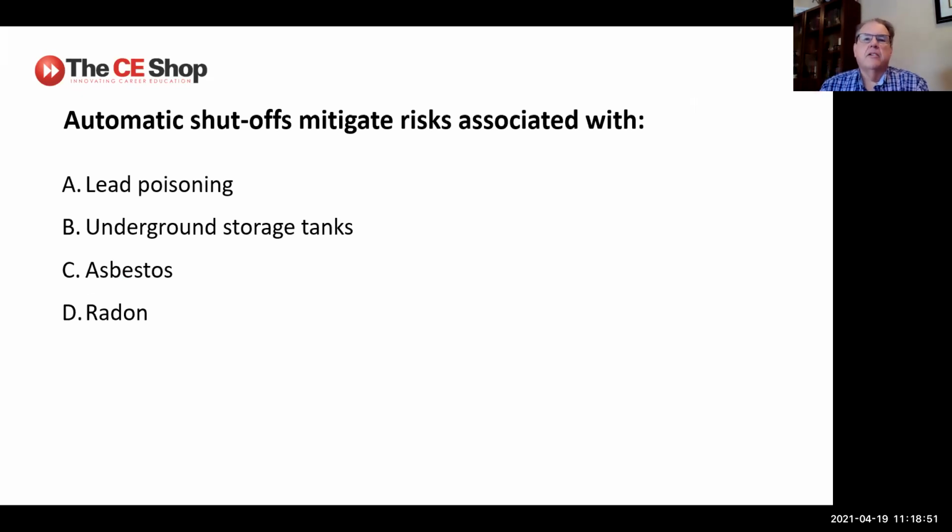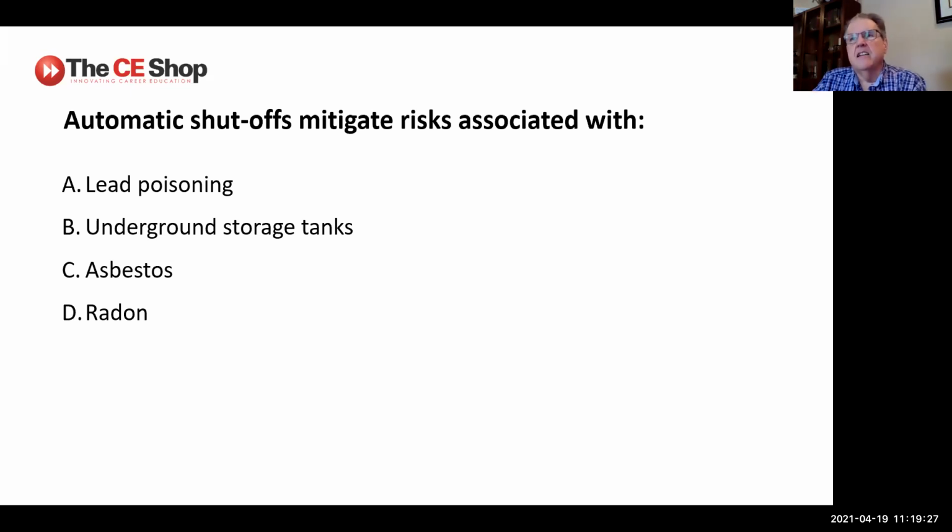Automatic shutoffs mitigate risks associated with, let's read this for a second here. Lead poisoning, probably from lead-based paint, don't think I'd need a shutoff for that. Asbestos, no, don't think so. That's in floor tile, ceiling tile, plaster walls, stucco walls. It's roofing material. So I never heard of a shutoff associated with that.